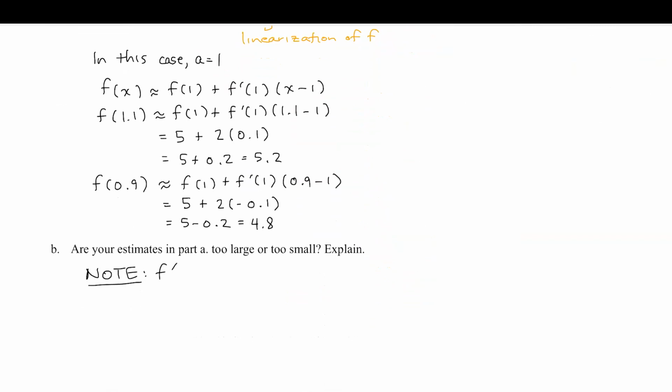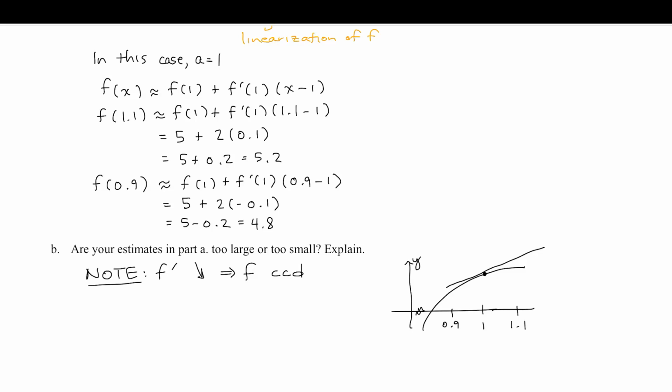All right, now part B says, are your estimates in part A too large or too small? So note to self, if we look at this derivative function, it is decreasing. So f prime is decreasing, which means f is concave down. So I don't know what f looks like. I'm totally making this up.